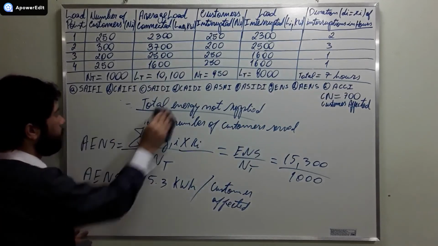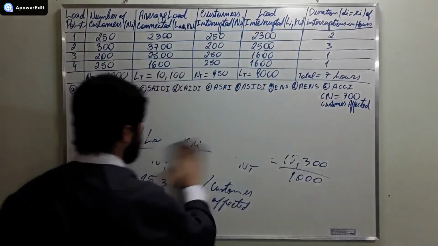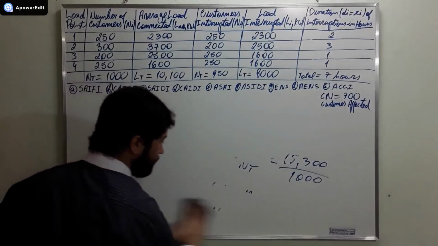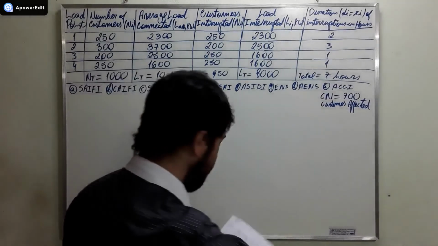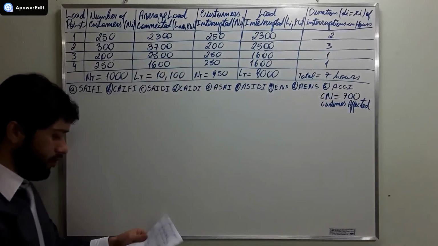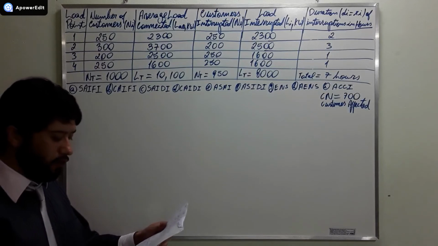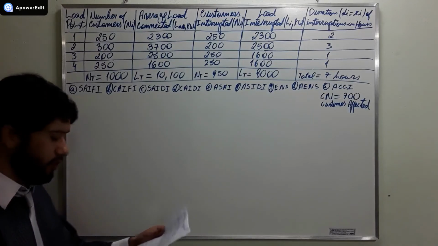Okay, and the last index that we are going to calculate is the ACCI. The ACCI, what is the ACCI? Let's see what is the ACCI. It is the average customer curtailment index, and it represents the total energy not supplied per affected customer by the system.